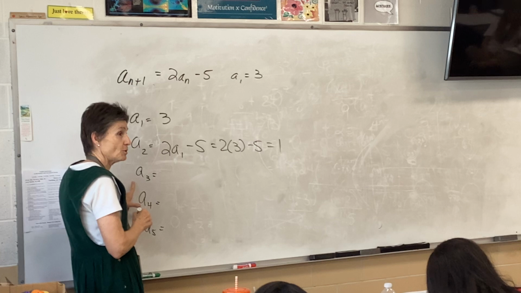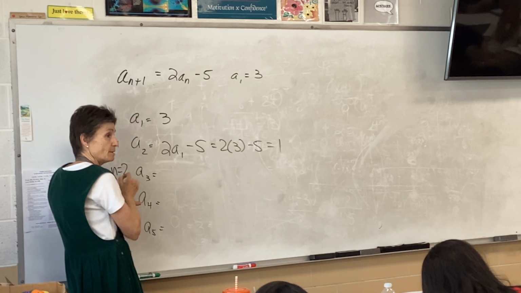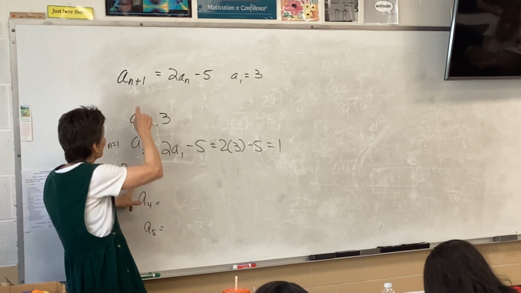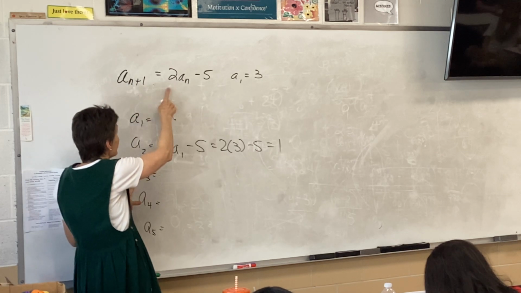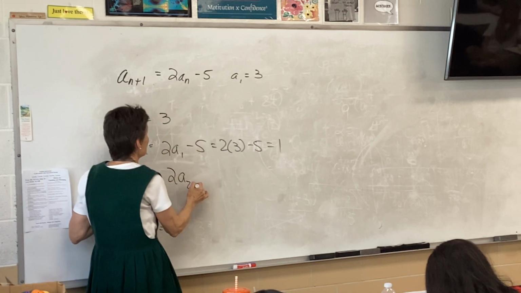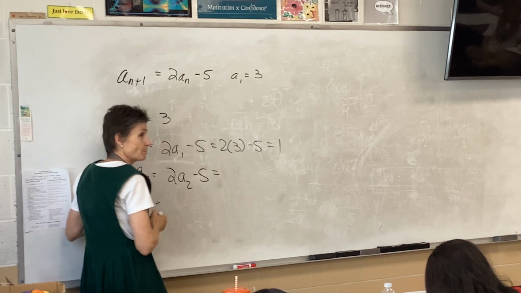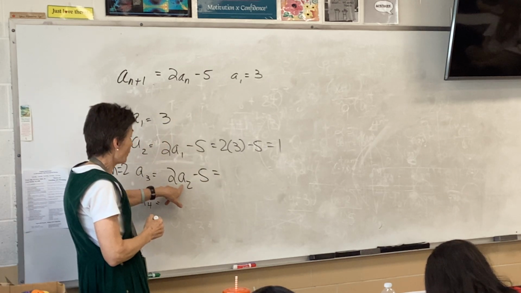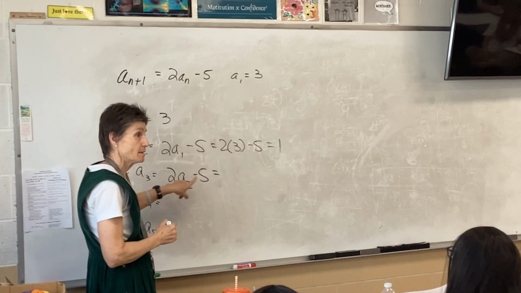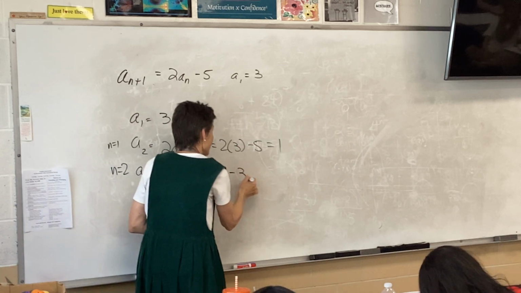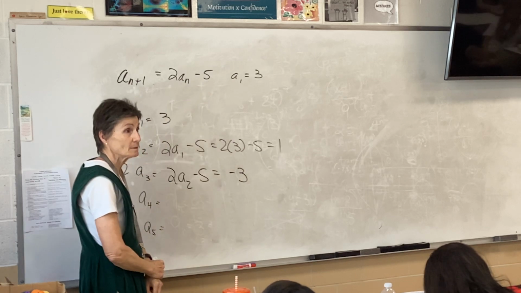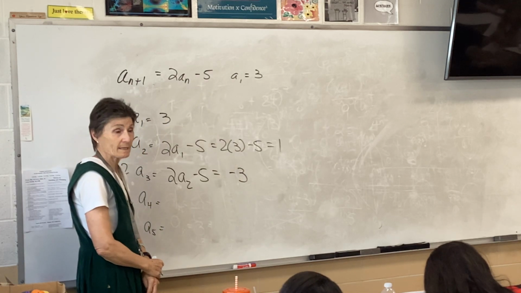Okay, now what am I going to do here? I'm going to let n be 2, so that my equation says a sub 3 equals 2a sub 2 minus 5. But I know a sub 2 is 1. So 2 times 1 minus 5, negative 3. See what's happening? It's building.